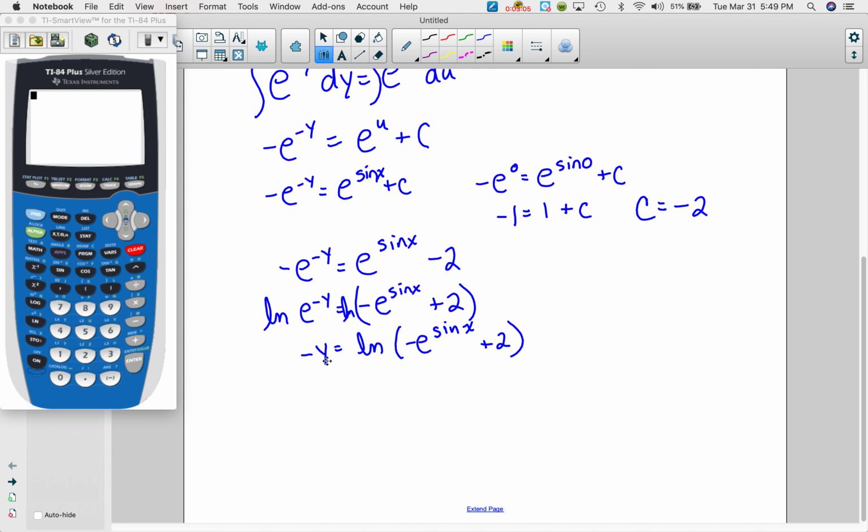So then I just want to solve for y. So we get y equals negative ln, and you can put the 2 first if you want, 2 minus e to the sine x. Okay, so this is what I got for an answer.